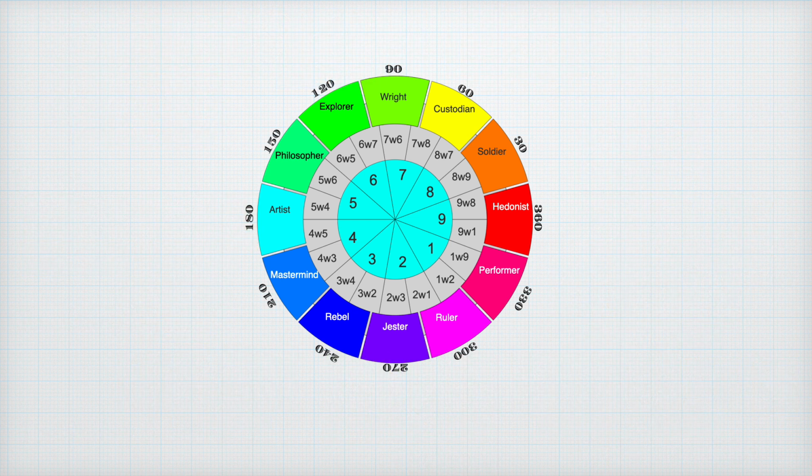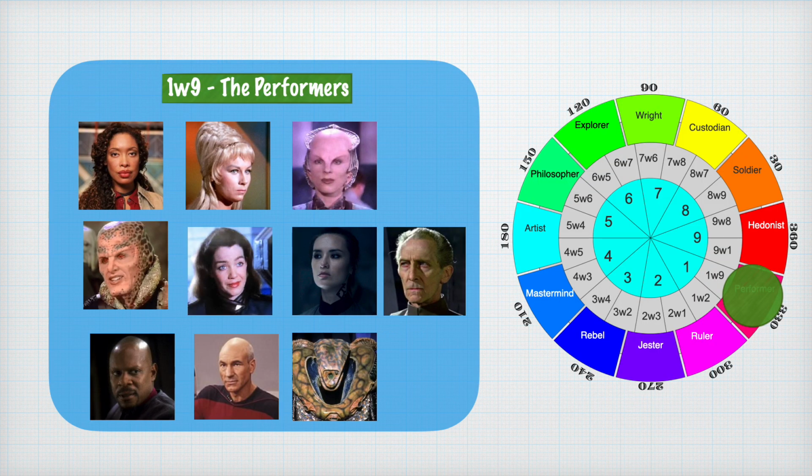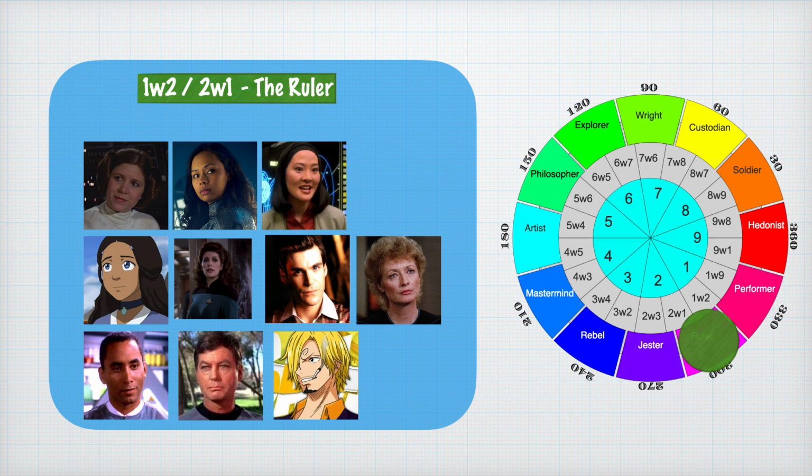But let's walk through each of our 12 houses here and see if any patterns emerge. So our performers. A lot of these characters are very proper, stiff upper lip, know how to make an entrance, know how to make themselves heard. No argument here.